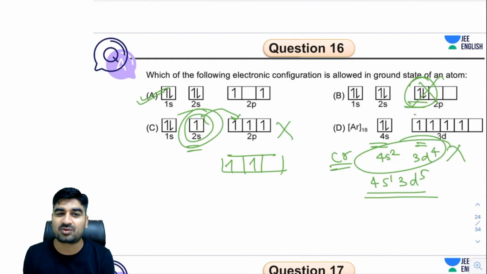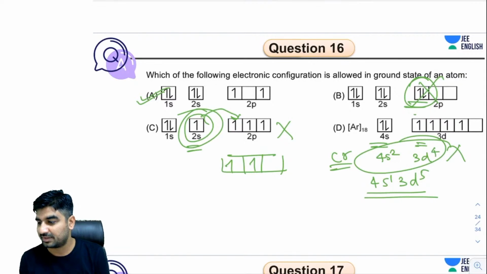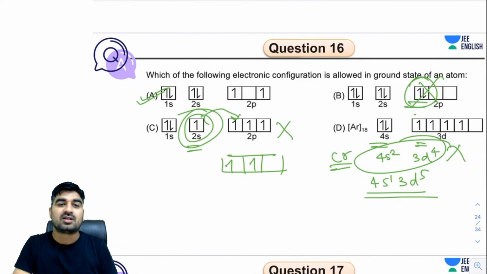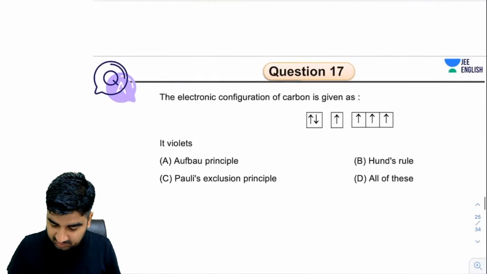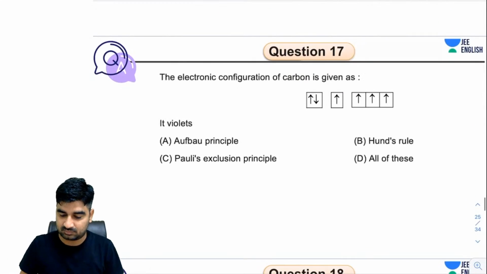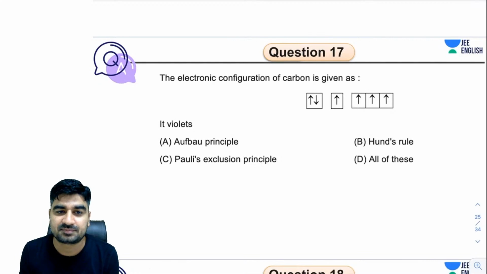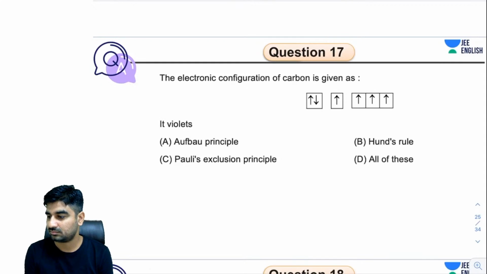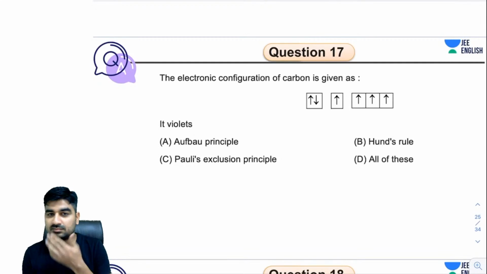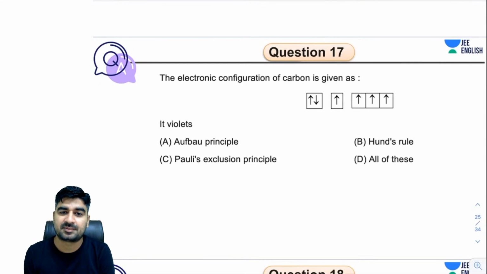So now you know all the rules and you are telling me the correct rules which are violated, right? Okay, so let's move to the next question, 17. It's an easy question. Now tell me.